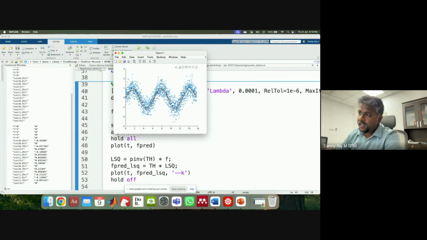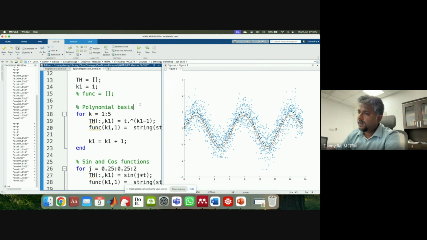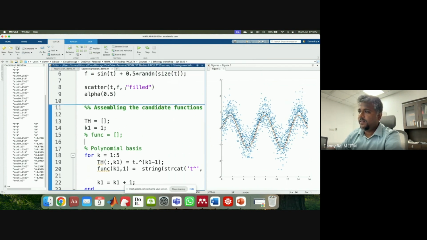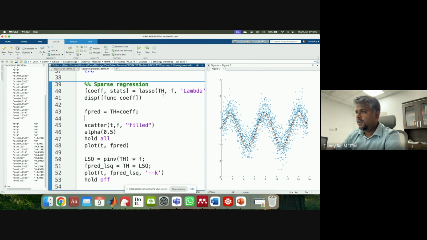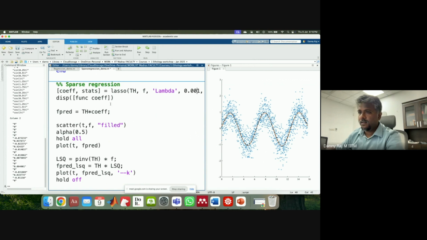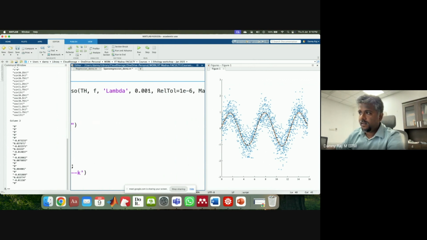The black dotted line is the least squares prediction. The orange line is the prediction from the sparse regression. Now let's run this again with a different lambda value. Let's keep reducing. So what do you get? Again, there are 1, 2, 3, 4, 5, 6, 7, 8, 9, 10. Only 10 of the terms have become unimportant.